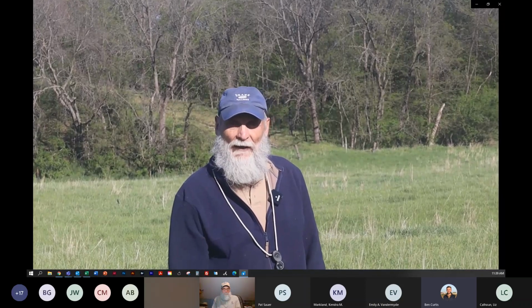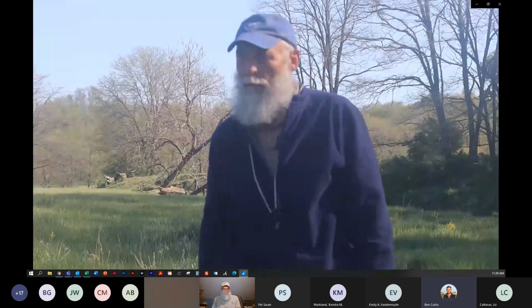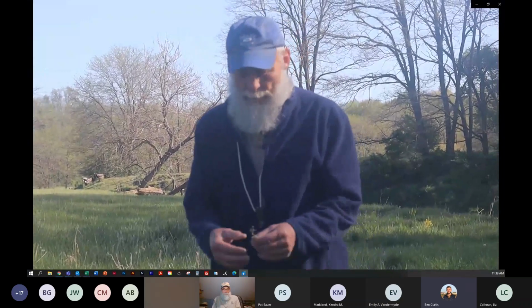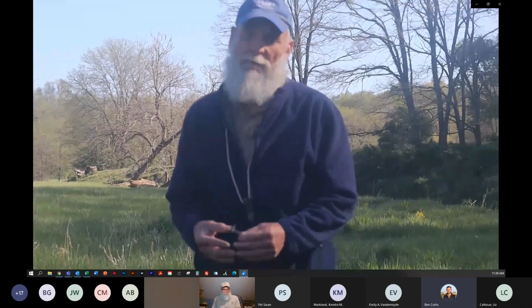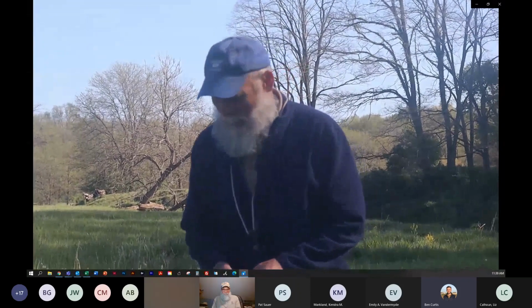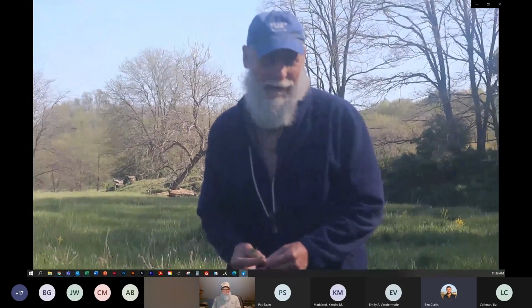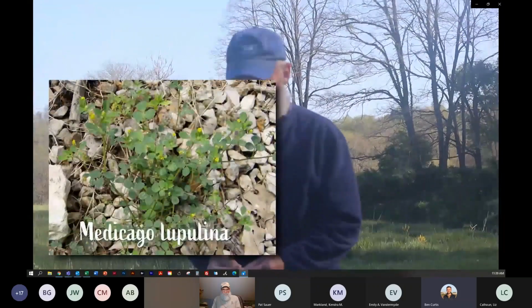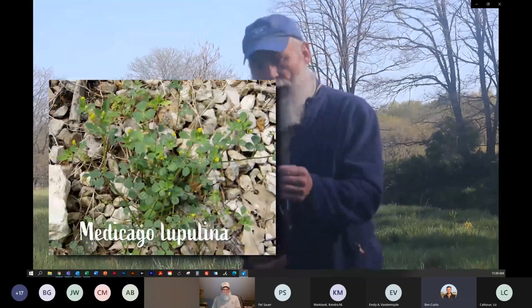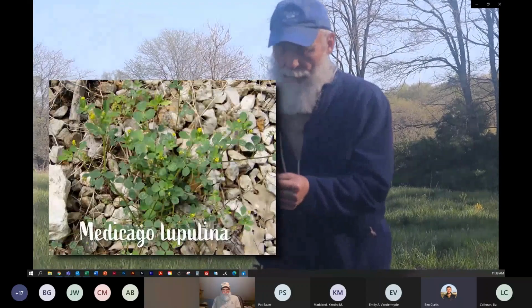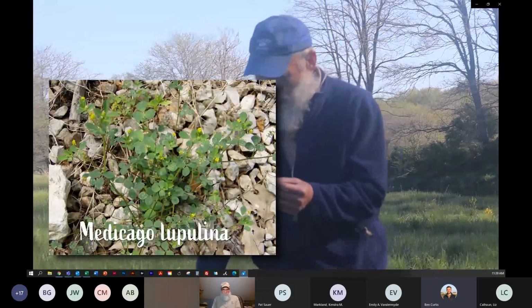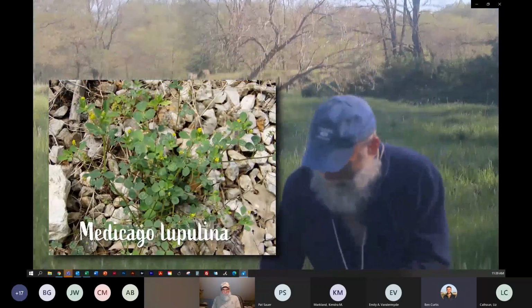So this will hopefully help you see them both in early vegetative states and then later on in their flowering states. We've moved down the stream a little bit here and we found a few more species of non-native plants. The first one we're going to take a look at is called black medic, Medicago lupulina. I have a little sprig here of one of those stems. It's a low-growing plant.